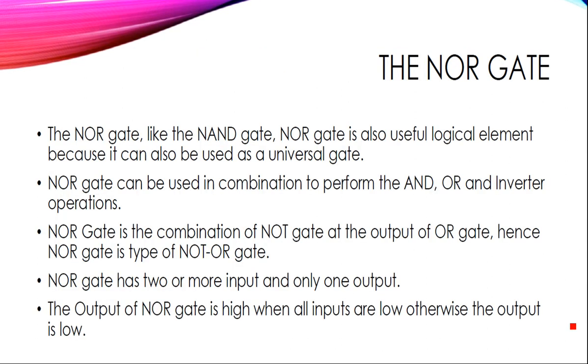So next, NOR gate. Like the NAND gate, NOR gate is also a useful logical element because it can also be used as a universal gate. So that means by using the NOR gate, we can construct all other gates. NOR gate is the combination of NOT gate at the output of OR gate. And NOR gate has two or more inputs and only one output. So it's a complement of the OR gate. Output of NOR gate is high when all the inputs are low, otherwise the output is low.